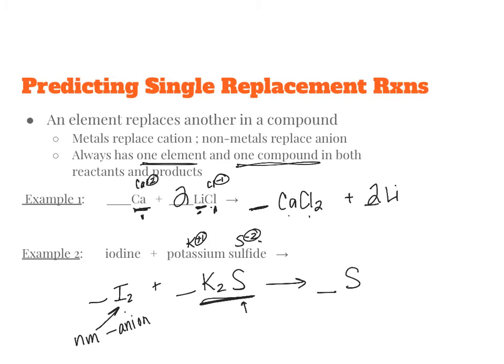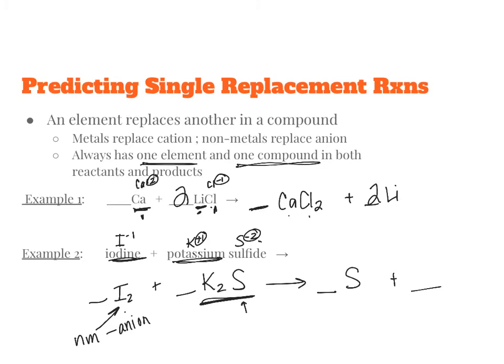So in order for iodine to bond with potassium, I have to know the charges. All right, potassium we already said had a +1 charge. Iodine is going to have a -1 charge. So when potassium and iodine bond with each other, it's going to create potassium iodide.